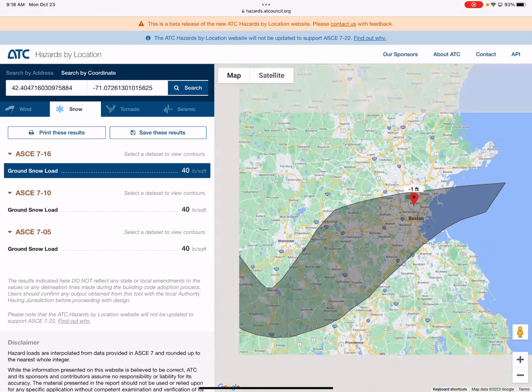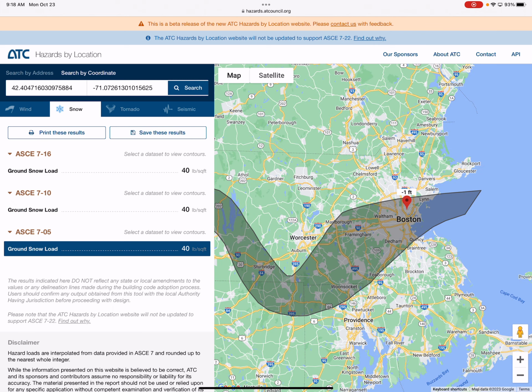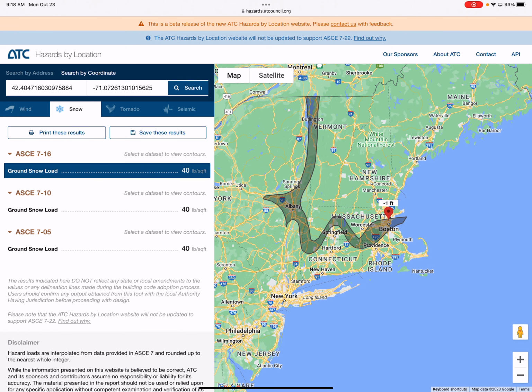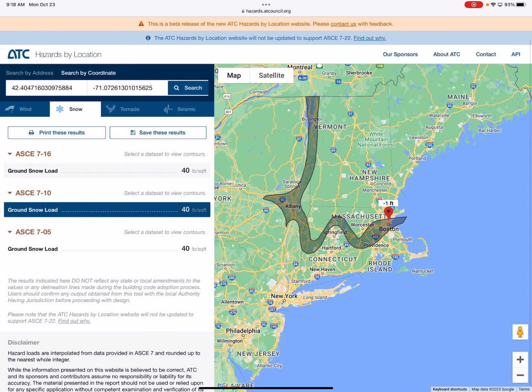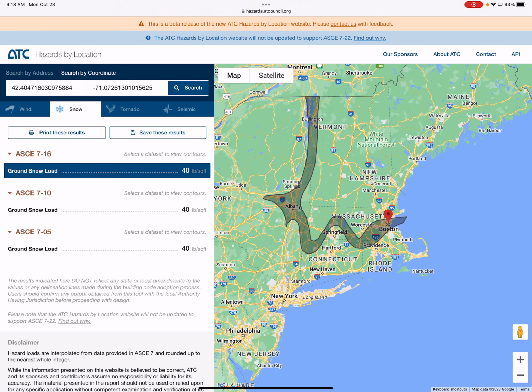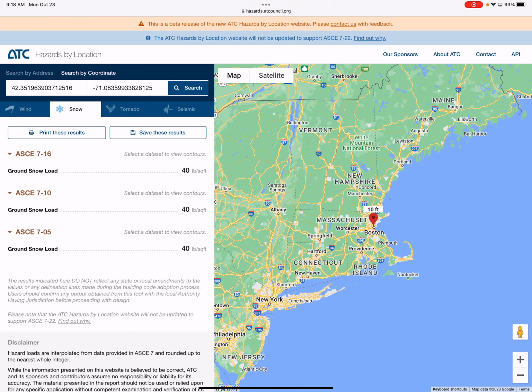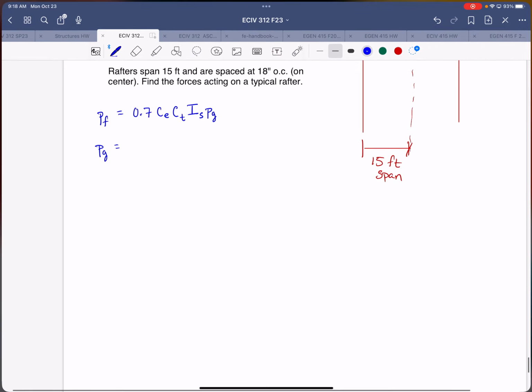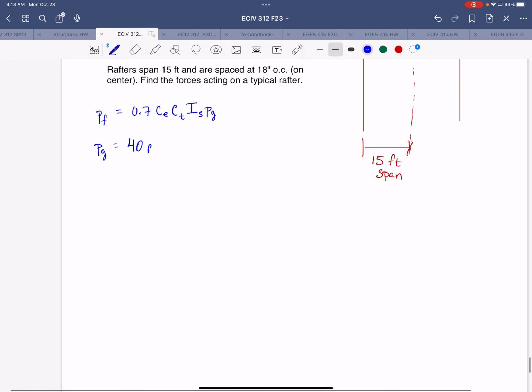I'm curious, actually, if we use a different one, will that section change? It doesn't. So that part hasn't really changed in a long time. Boston has had 40 psf. So that's what we'll work with. And we want to cite where we obtained that information. So that would either have come from 7.2-1, you can confirm that in your handout, or the ATC hazards tool.